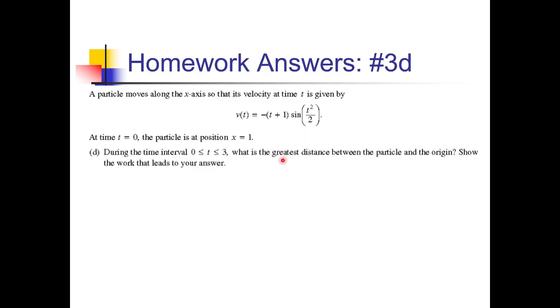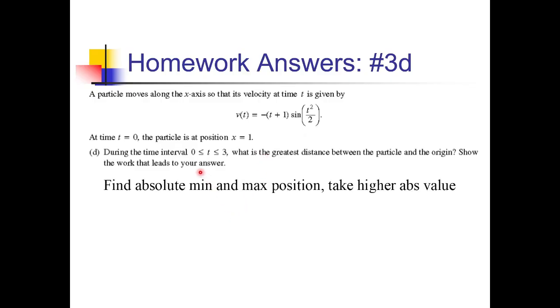So if we have a function x of t representing where our particle is with respect to the origin on the x-axis, we want either the highest or the lowest value of that x of t function. We're basically looking for the absolute min and max position of the original position function, and then we'll just take whichever of those has a higher absolute value, because we don't really care if the negative or the positive is further away. We just want to note which one is further away.